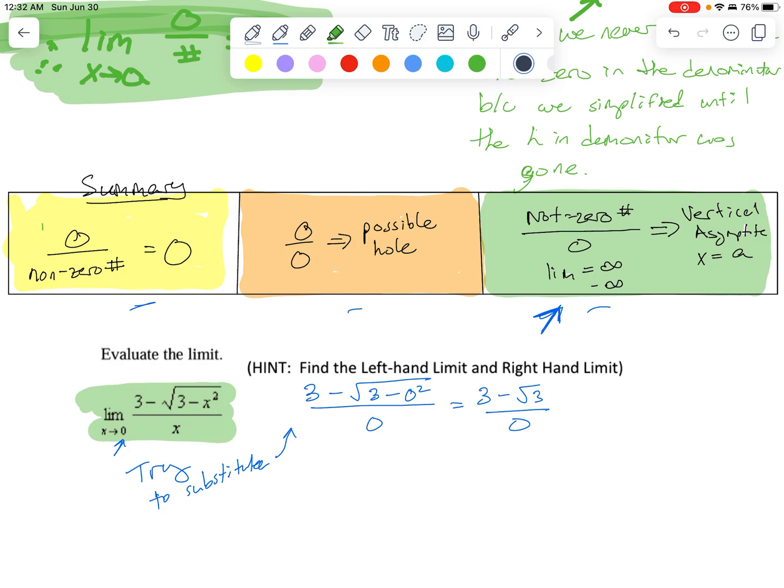So I definitely have a vertical asymptote. That means my limit has to be either infinity or it's equal to negative infinity. But how do I tell which one? Well, one thing we can do is a sign analysis.